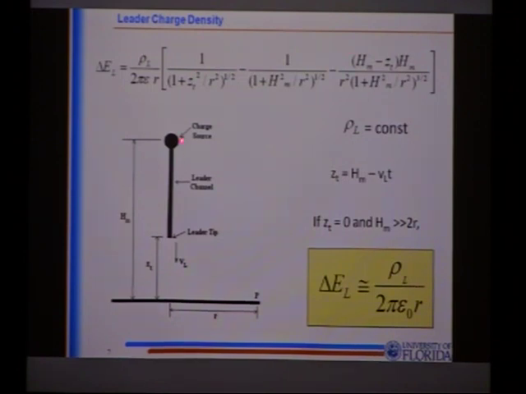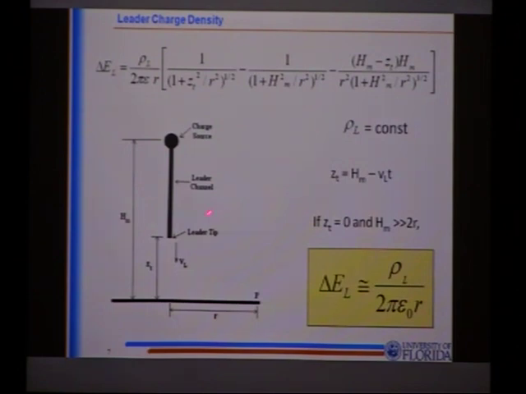So when the leader extends downward, it deposits charges, usually negative charges, on the channel. And in this model, an equal amount of charge of opposite polarity, positive, is placed as a source in order to satisfy the principle of conservation of charge.